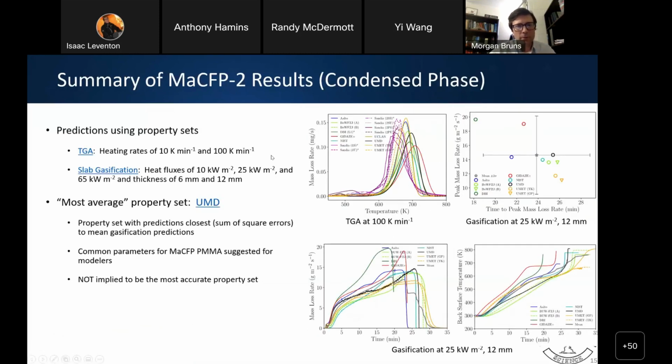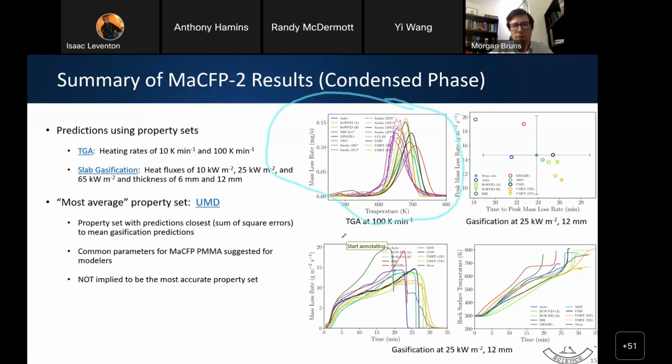All right, so the second thing that I mentioned about what was done at MaCFP2 is that we made these predictions. And as I said previously, these were predictions of TGA and slab gasification. They're predictions, not validation. We don't have anything we're comparing them against. This plot on the top left is the summary of kind of the TGA predictions. We asked people to predict TGA at 100K per minute.